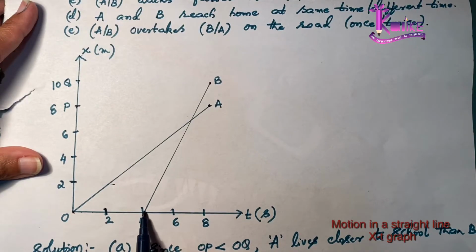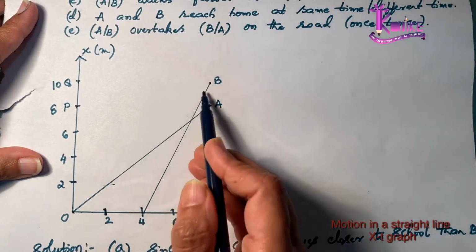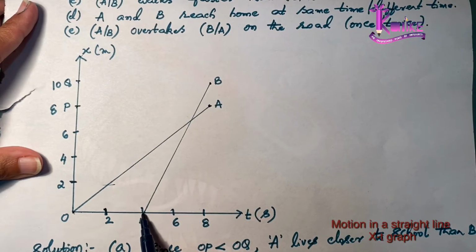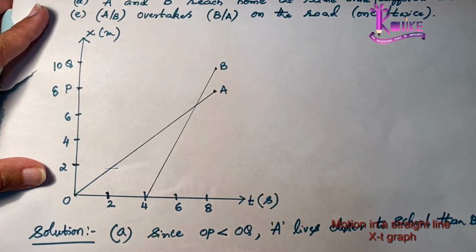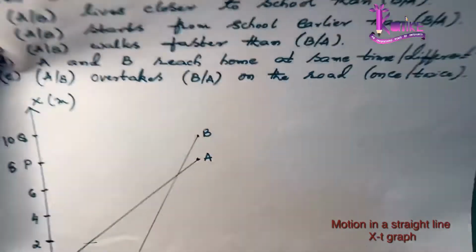Whereas, when you look at the graph of B, you see that till the time is 4 seconds, he is still at school. So, he is in the school premises till it is 4 seconds. Only after 4 seconds does he start from school. So, it is very obvious that A actually starts from school earlier than B.